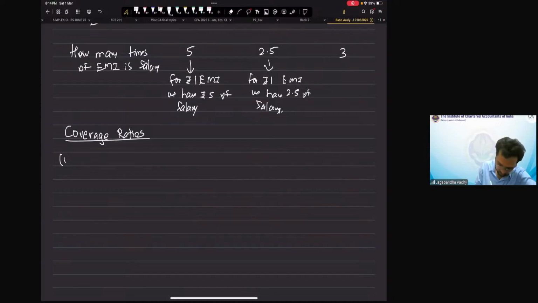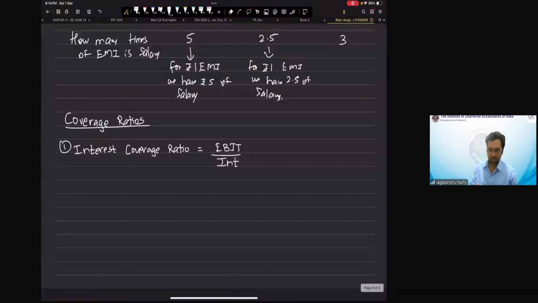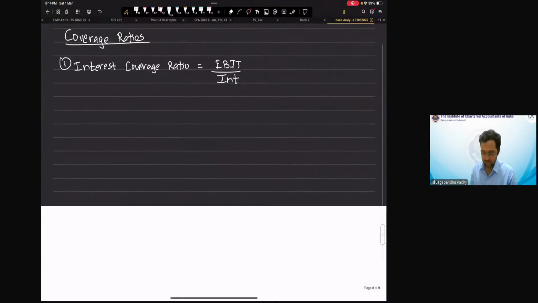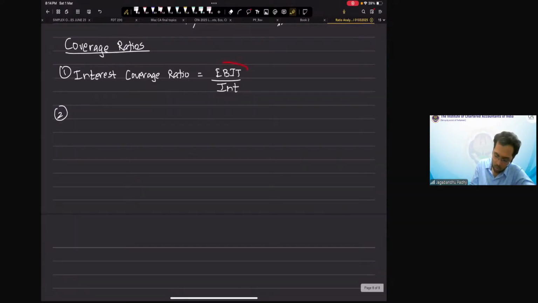Coverage ratios. In coverage ratios, we have the interest coverage ratio. The interest coverage ratio is EBIT upon interest, which tells us how many times of interest is EBIT. We are looking at how much interest is being covered by EBIT.